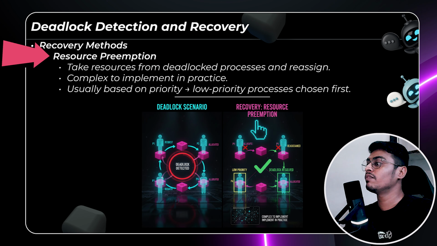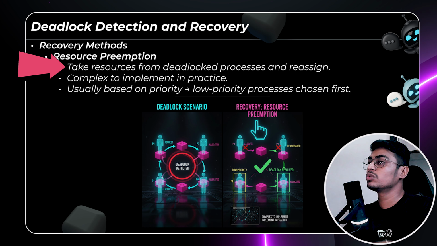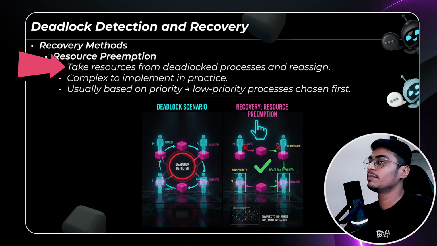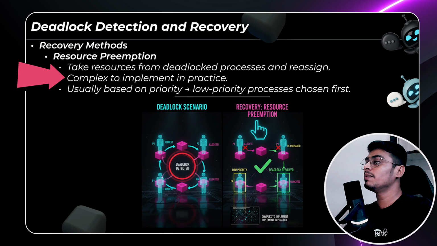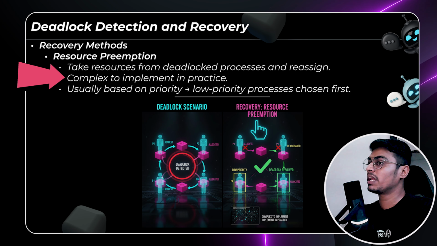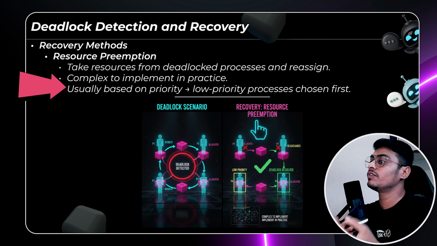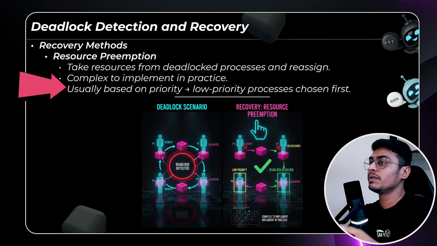Now, what is the second one? Resource preemption. Preempt resources from processes involved in the deadlock. Take resources away from certain processes and give them to others to break the circular dependency. This method is theoretically sound but practically complex to implement. The choice of which process to terminate or which resources to preempt often depends on factors like process priority, with lower priority processes being selected first.